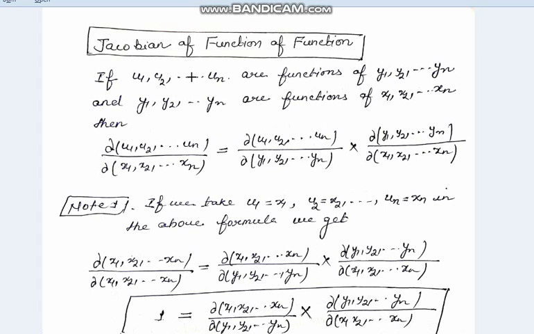Our next topic is Jacobian of functions of function. So let us suppose that u1, u2 up to un are functions of n variables y1, y2 up to yn. But y1, y2, y3 up to yn are again functions of some other variables, that is x1, x2 up to xn. Then the Jacobian of u1, u2 up to un with respect to x1, x2 up to xn is calculated by this formula.